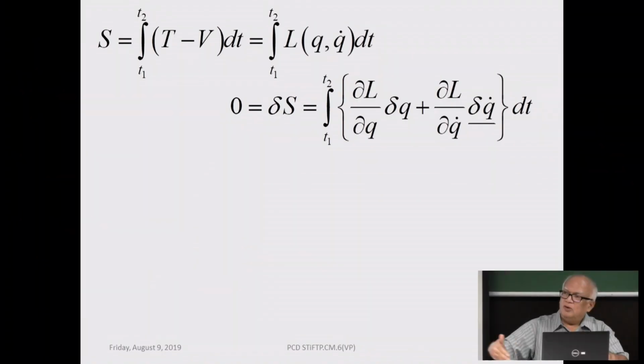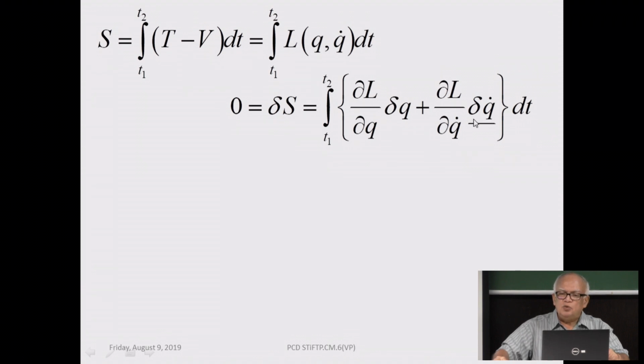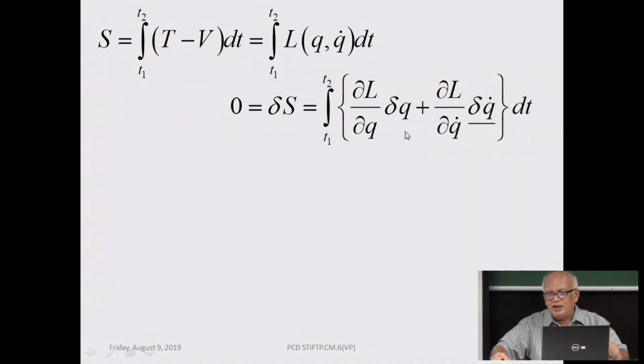So the path that will be taken can be different. You can think of thousands of alternative paths, but only that path will be taken for which action is an extremum. So the variation we are talking about is with respect to alternative paths in the configuration space, okay? And this variation in action must vanish, and since the Lagrangian is a function of q and q dot, it is a sum of these two terms, and this variation must vanish.